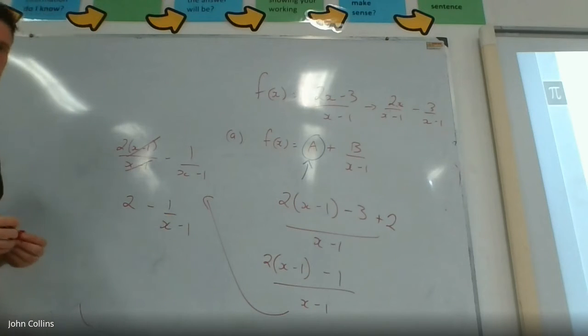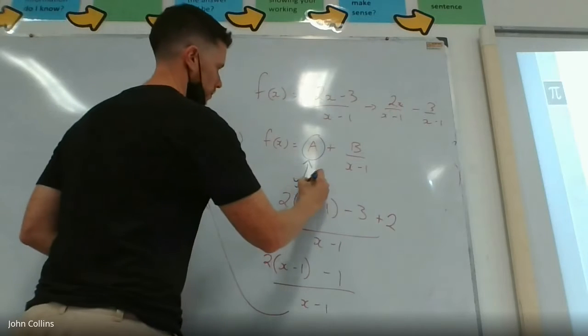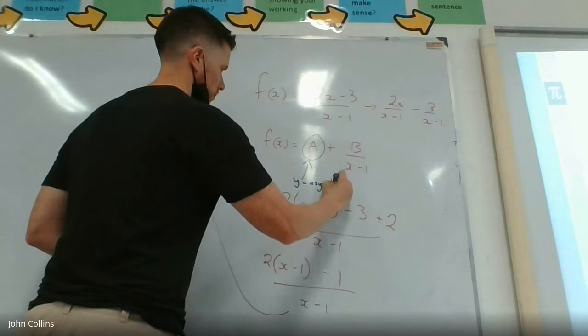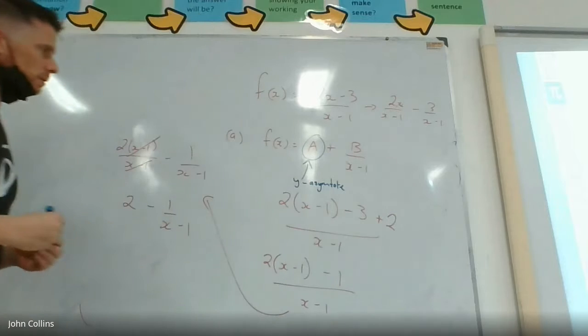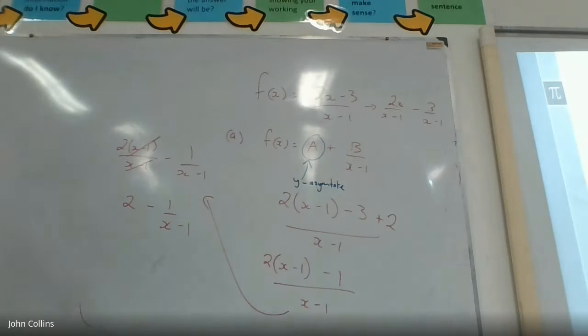There's my A and my B. This then, the A, is the y asymptote. Two.